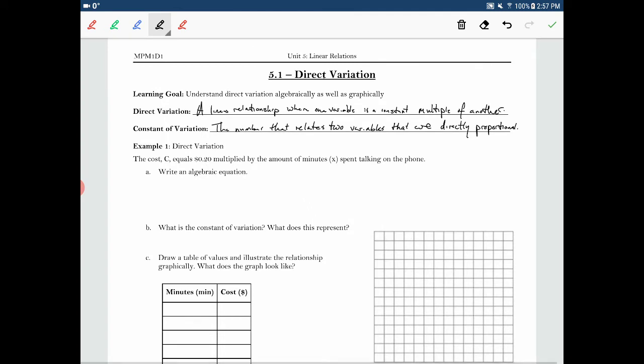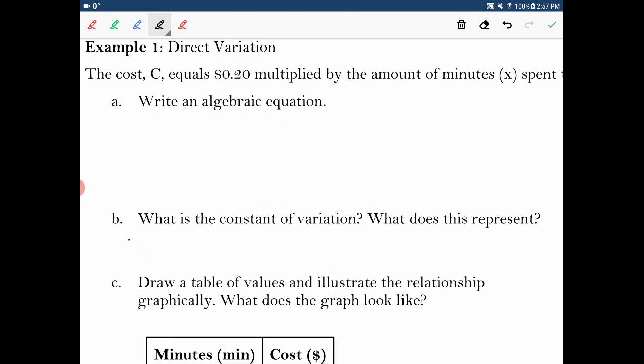Okay. So, our first example here: the cost, C, equals 20 cents multiplied by the amount of minutes spent talking on the phone. So the first thing we're going to do is say, what is our algebraic relation? In other words, we have to come up with an equation. So the cost is going to be equal to that 20 cents, that 0.2, and you just multiply that by your x, the number of minutes spent. So if you take 0.2 and multiply it by the number of minutes you spent, that'll tell you how much it costs. Okay? So what is the constant of variation here?